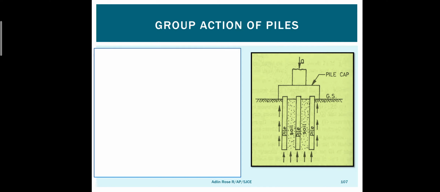So, group action of piles. Till now we saw a single pile. Now, when the piles come together, we connect all the piles with a pile cap. A pile cap is nothing but a concrete slab, which is connecting all the pile foundations, so that the load from the superstructure will be transferred to the pile cap, and the pile cap will transfer it to the pile foundation, and then it goes to the rock or to the sand. So this is the load transfer mechanism in group piles.